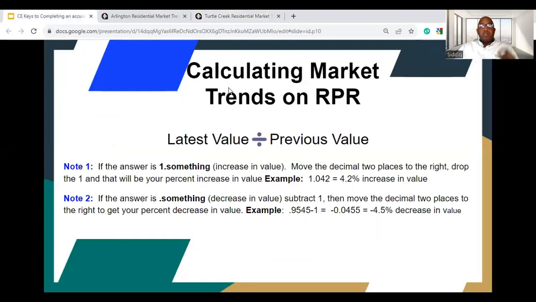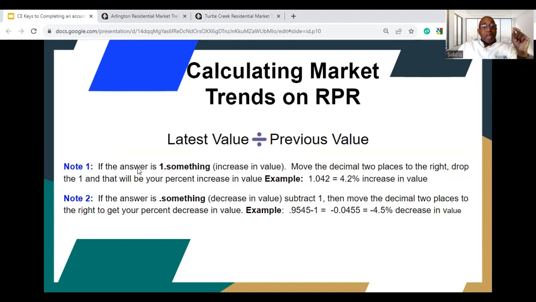And that formula is latest value divided by previous value. Latest value divided by previous value. And what that will do, it will allow you to calculate other data points along the timeline other than the 1 month and the 12 month. Now, a couple of notes I want you to be aware of, and then we're going to do some examples.